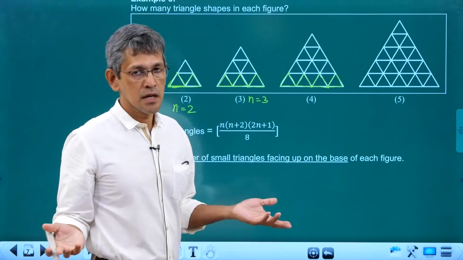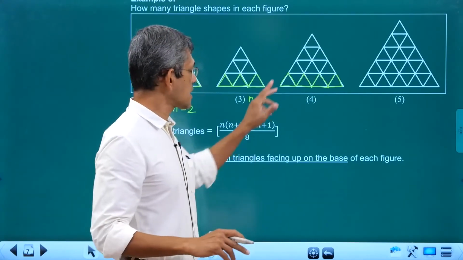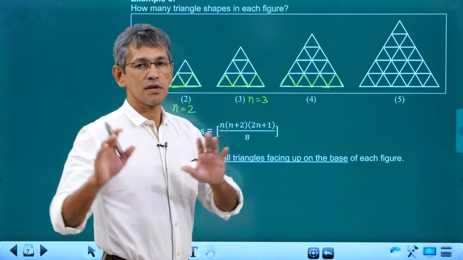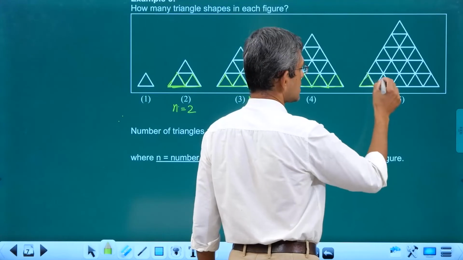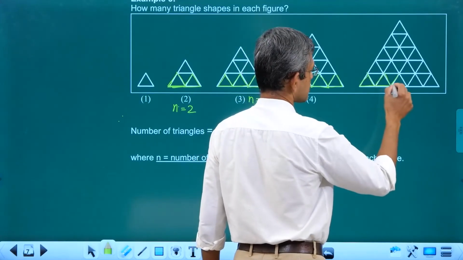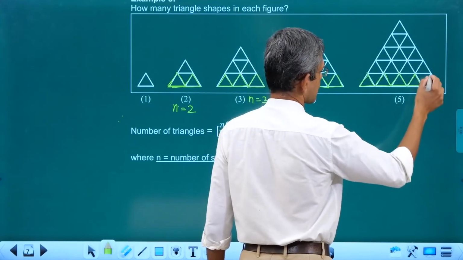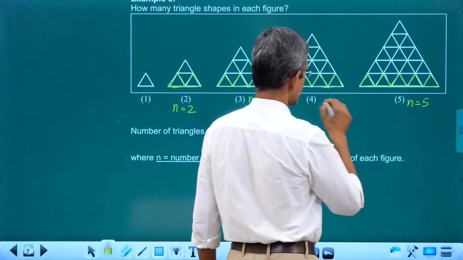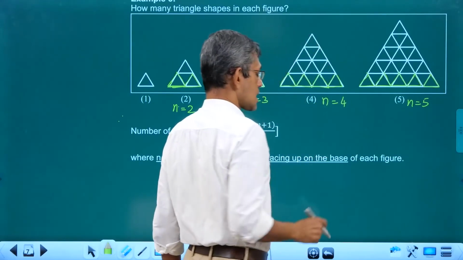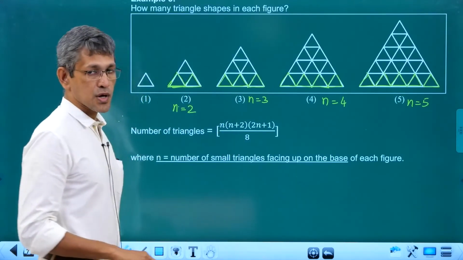Equilateral triangle. And this formula is applicable only for this type of triangle, equilateral. And here, how many are there? 1, 2, 3, 4, 5. So n is equal to 5 here. And n is equal to 4 here. Now we'll check out this formula. Does it work or not?